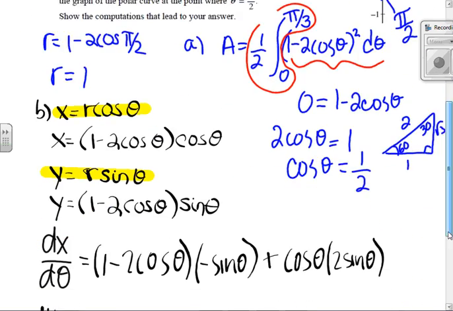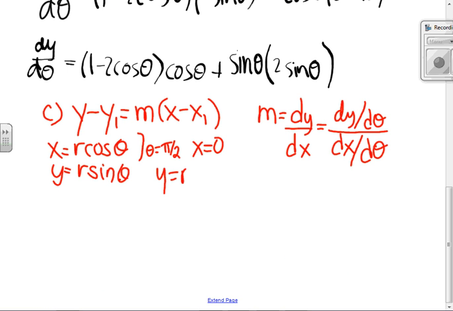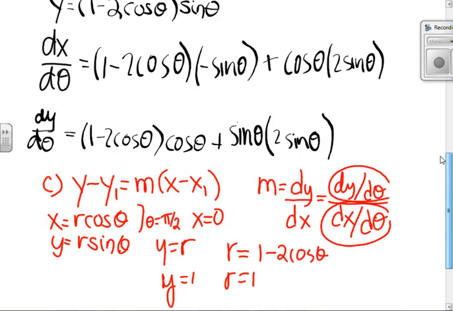Because if x is r cosine theta, at pi over 2 the cosine is 0, right? Theta is equal to pi over 2, so x is equal to 0. And at pi over 2, y is equal to r. And what was r? r was 1 minus 2 cosine theta. So r is equal to 1. So y is equal to 1. And all I have to do then is evaluate my two derivatives at theta equal to pi over 2. And I already did those derivatives.